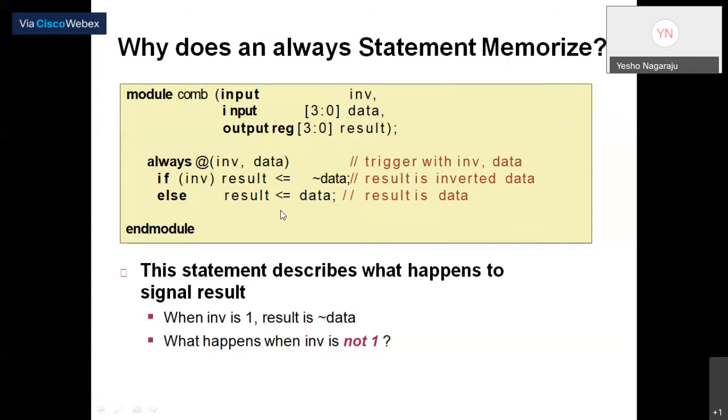For the time being, you see this always block is not sensitive to clock. It is sensitive to I, V and data. That means it is listening to all the inputs. And for all the combinations of I and V, result is getting driven. There is no combination for which result is not defined. That's why it is resulting in a combinational logic.